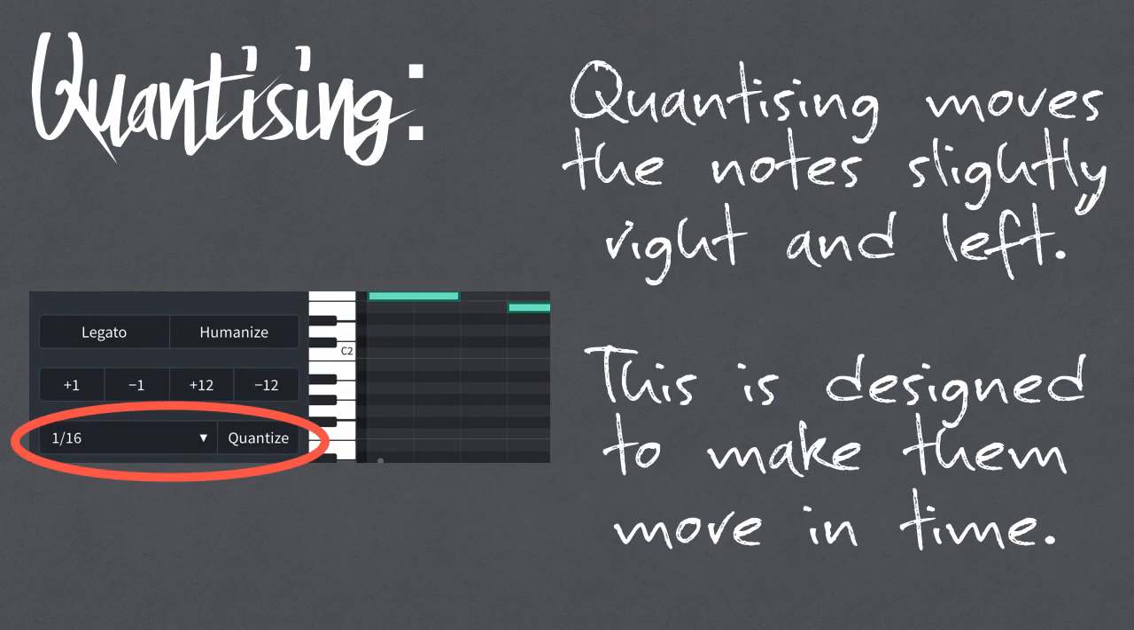Okay, the last thing I just want to remind you about is quantizing. This is a really important process, and it will move your notes slightly left and right when you quantize. This is designed to make them sound more in time. Sometimes it doesn't always work, but it's a really useful way of helping make the rhythms more accurate, because whenever we play something in, it's very rare that we play it 100% perfect. So this is how Bandlab helps you with that.